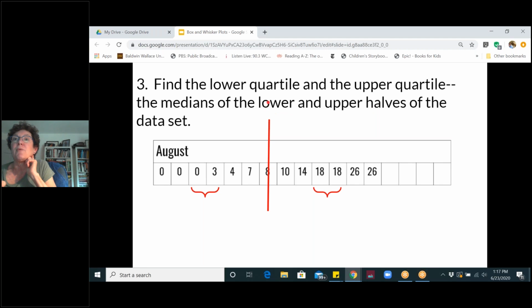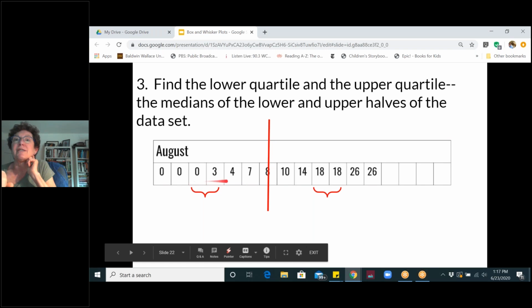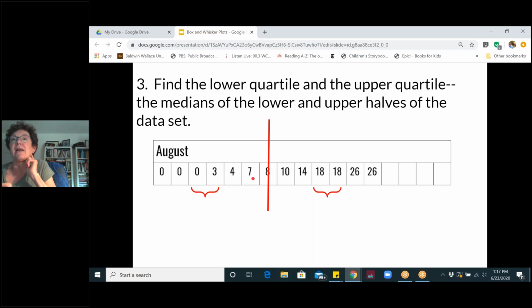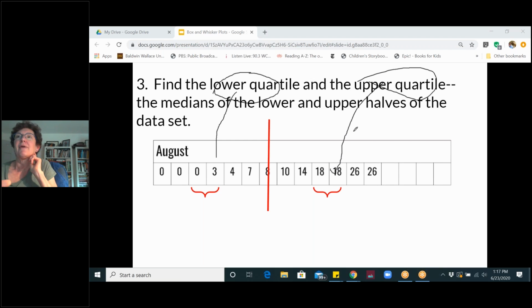Okay, so this is where we divide our data set in half. There's our median. And now we look just at these numbers right here, and we find the median of this half of the data. So you do the median in the middle, and then both sides you have to do the median on each side. Yep, exactly. There's the upper quartile, and that goes there for that median.